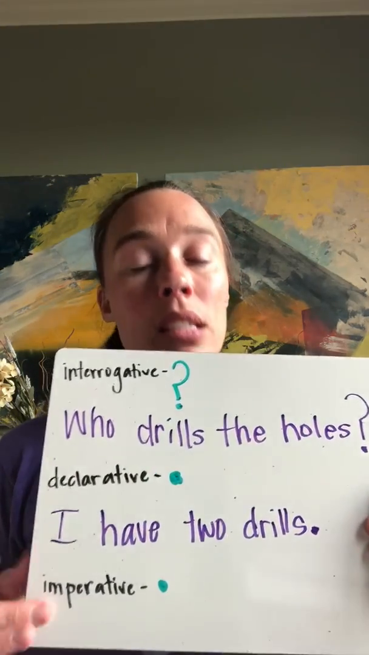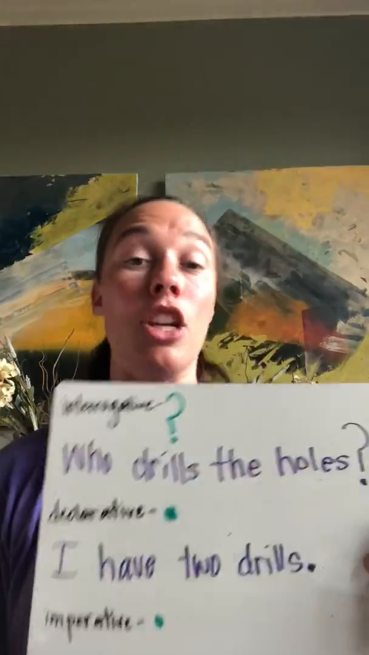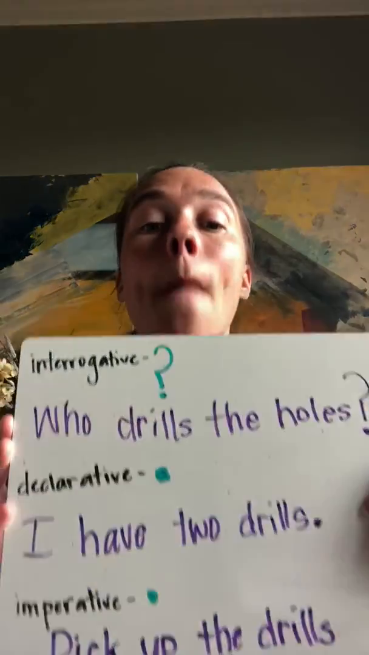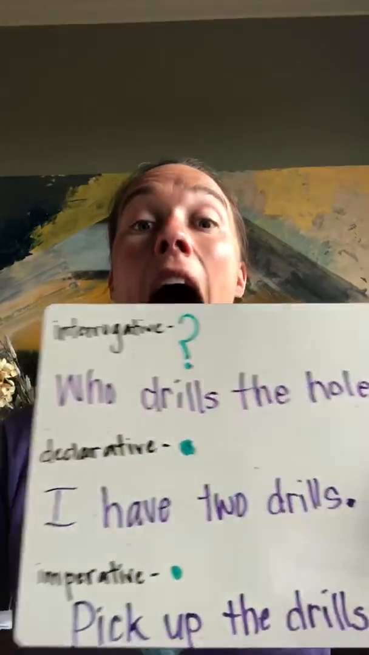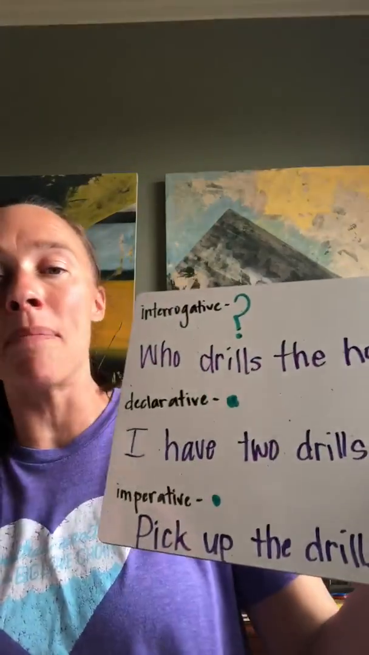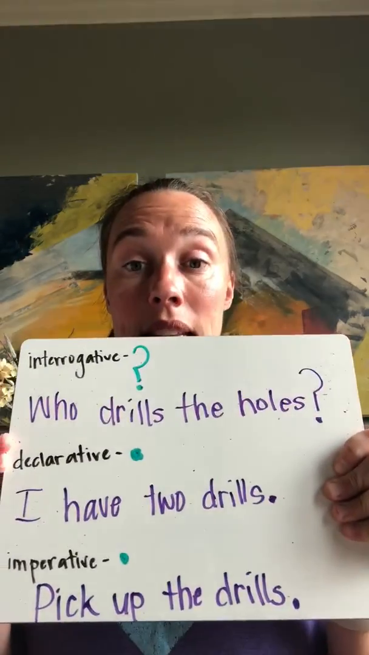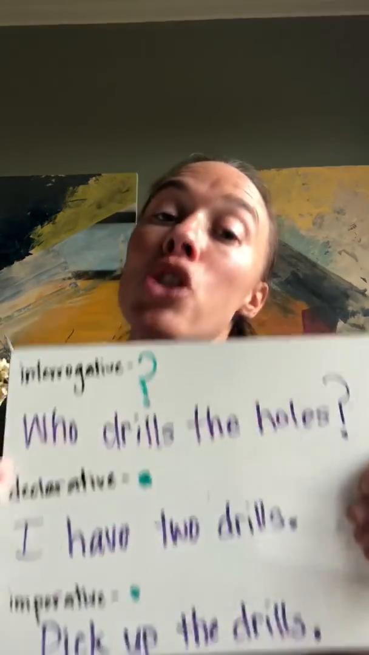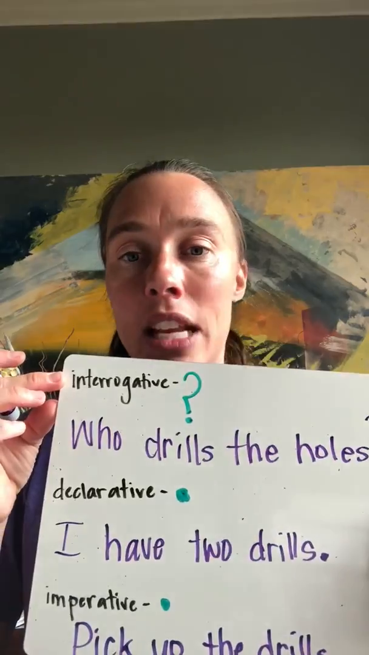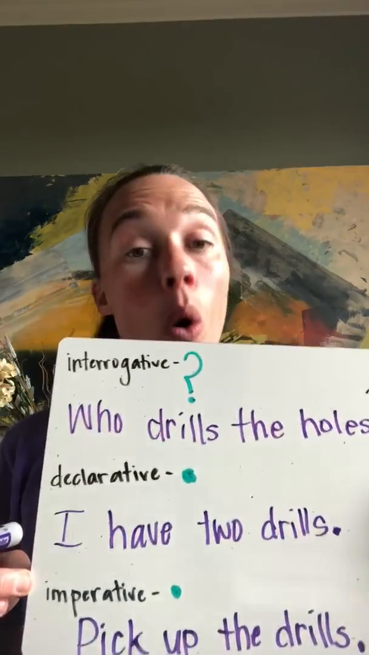Okay, now I've got to make somebody do something. I'm going to command you to do something. Okay, pick up the drills. I'm making you do something. I am commanding you. So when I command you, I'm going to put a period at the end. Now, what I want you to do is I want you to come up with a sentence. It can be an interrogative, a declarative, or an imperative with our word of the day drills.